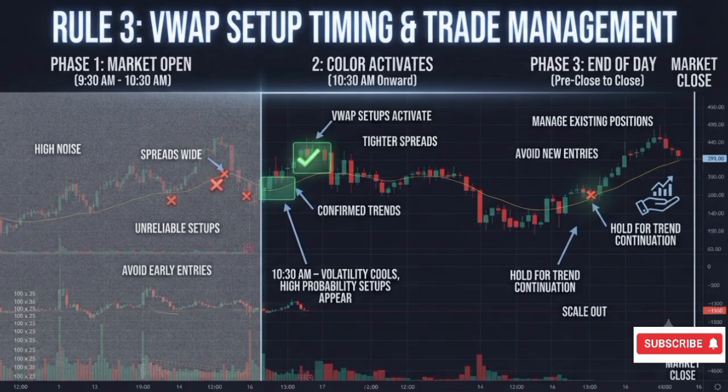Morning VWAP breaks are more likely to be a head fake. Midday VWAP rejection with volume confirmation, that's the real move. And end-of-day VWAP tests, especially in the last 30 minutes, often signal whether institutions are comfortable holding overnight above or below their average price. That's information you can actually use for your next day bias.